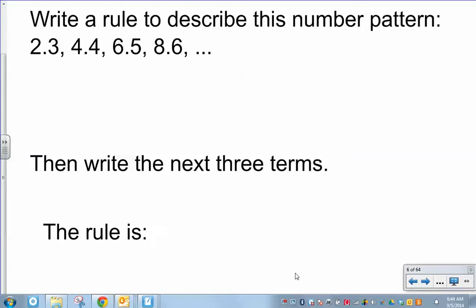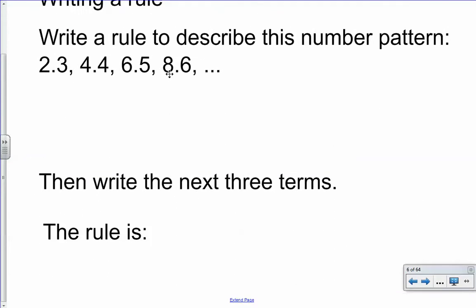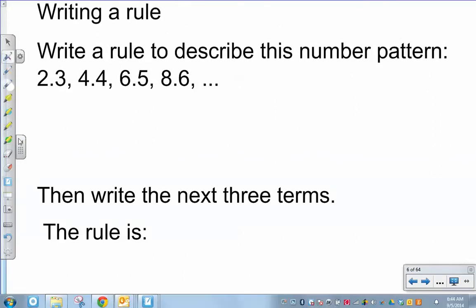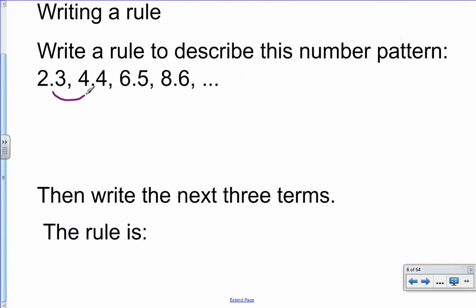So we've flipped the page to page 35, and we're going to be looking at number 3, writing a rule. Our question asks us to write a rule to describe this number pattern. So first of all, let's look at the number pattern and the terms that are in there. I go from 2.3 to 4.4. So I see that we are adding 2.1. Let's see if that works for the next two terms.